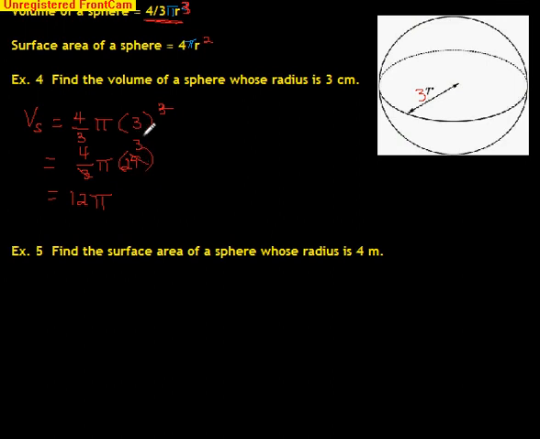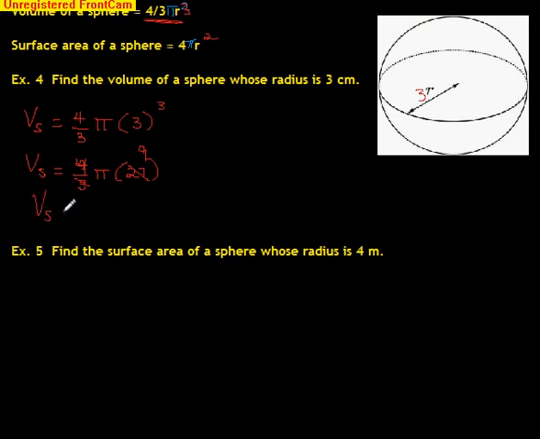Let's see if I can just get rid of this and start over. How about that? Erase all this and start over here. Okay, so this should be cubed up here, and this should be squared. Here we go. Volume of a sphere. This should be cubed. So we get 4/3 pi times 27. 3 goes into 27 9 times. This is a 4.